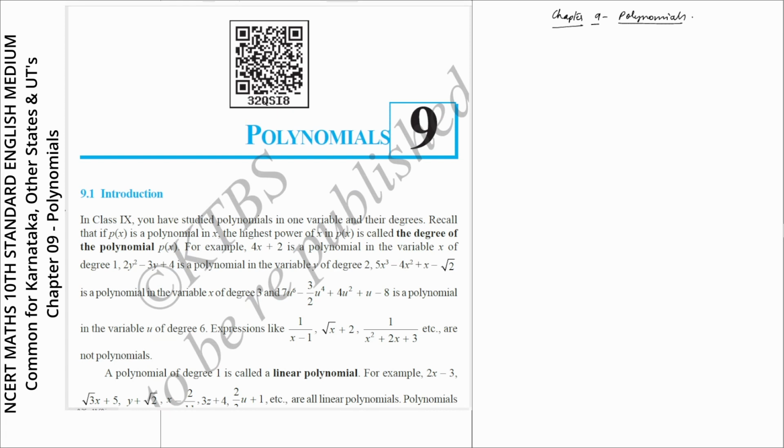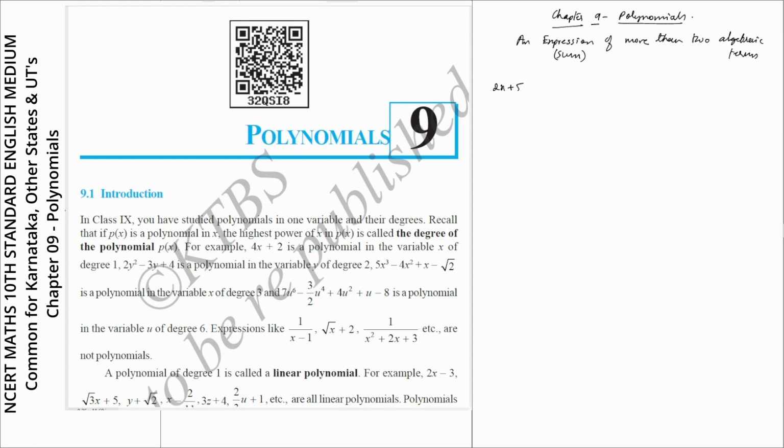Polynomials is nothing but an expression of more than two algebraic terms. For example, 2x plus 5. Now 2x is an algebraic term, 5 is also an algebraic term. When I sum it, I'll get a polynomial. So usually the expression will be a sum. Okay.